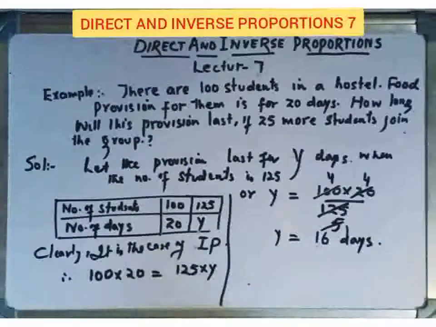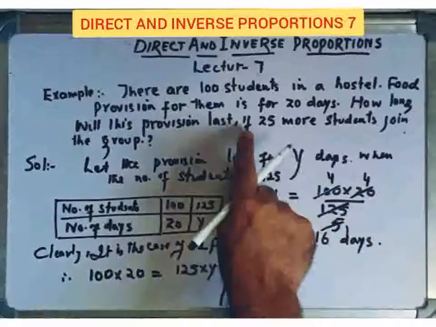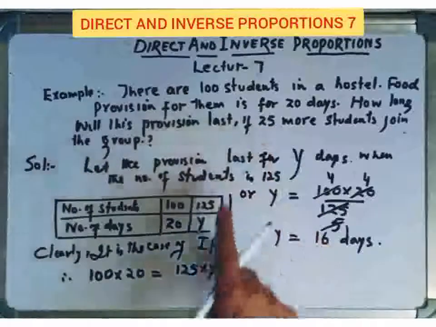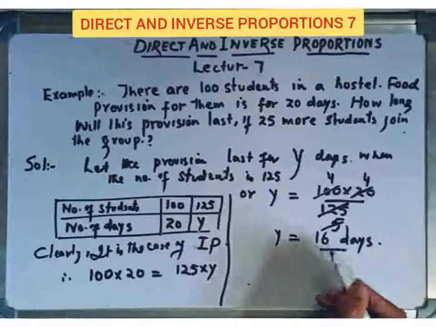Right? So alternately, we can say that if the number of students increases by 25, the number of days for which the food lasts will be decreased by 4 days, that is equal to 16 days, right?